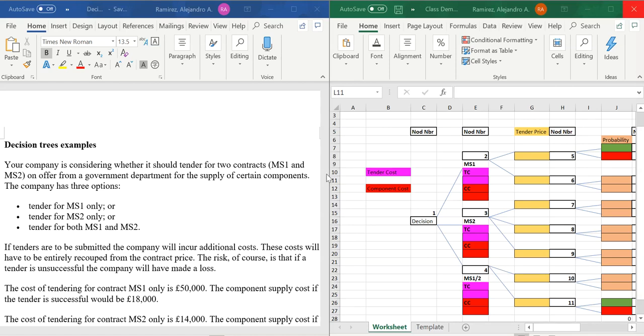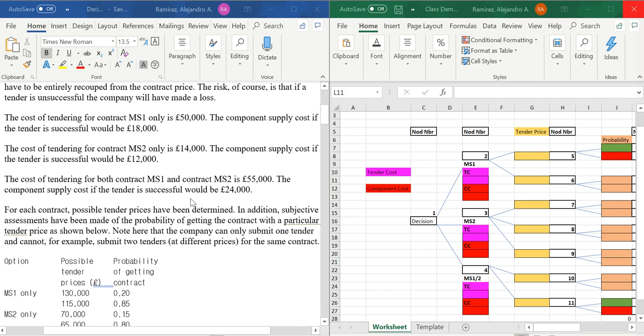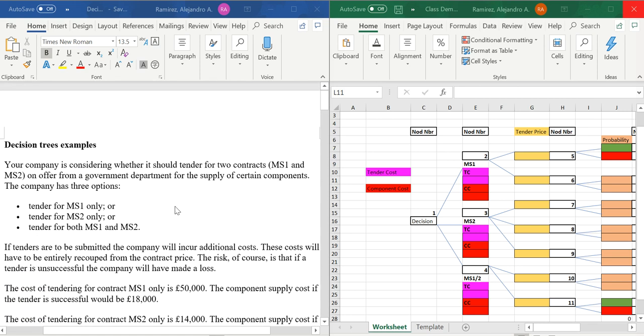So now we understand that we have three options: applying for tender MS1, applying for tender MS2, or applying for MS1 and 2. Here it also says that we cannot apply for two at the same time with different prices. So there's only one choice. We can only choose one, and of course we cannot apply for it at different prices.